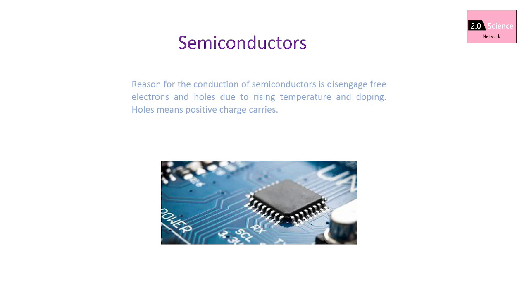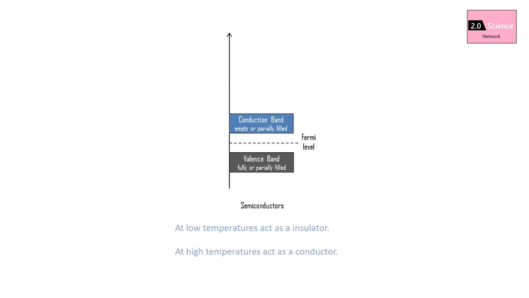Semiconductors. This is the topic that will be discussed deeply. Semiconductors have conductivity in between conductors and insulators. The reason for the conduction of semiconductors is that free electrons and holes are disengaged from atoms due to rising temperature and doping. Holes means positive charge carriers. In a semiconductor, the forbidden energy gap between valence and conduction bands is very small. Therefore, a smaller electric field is required to push the free electrons from the valence band to the conduction band.